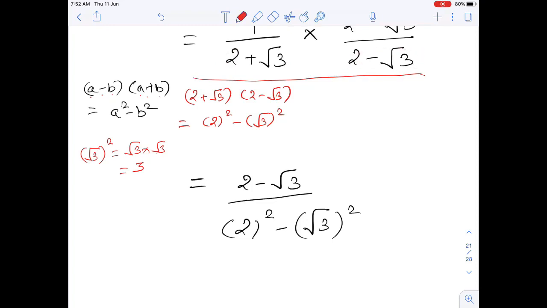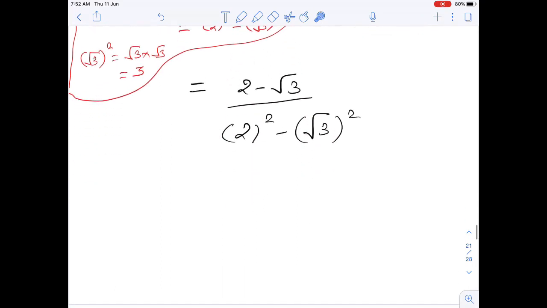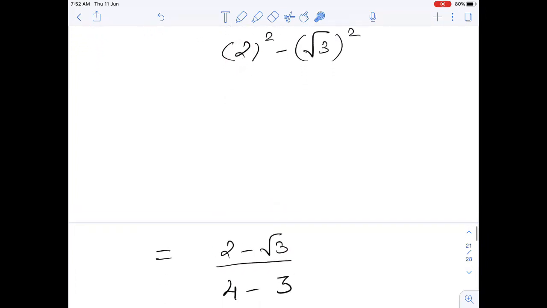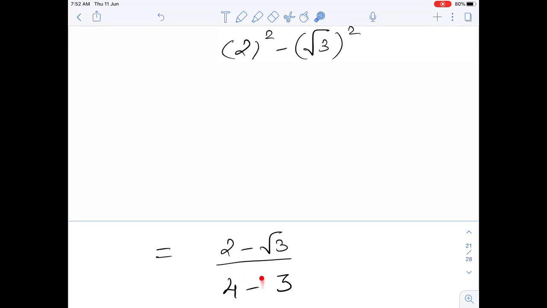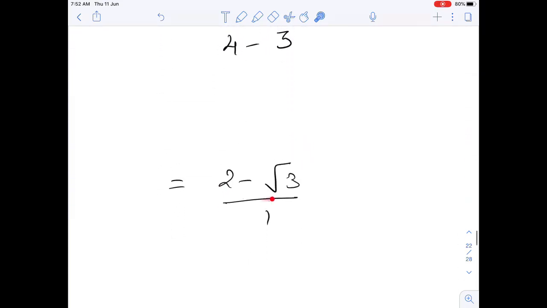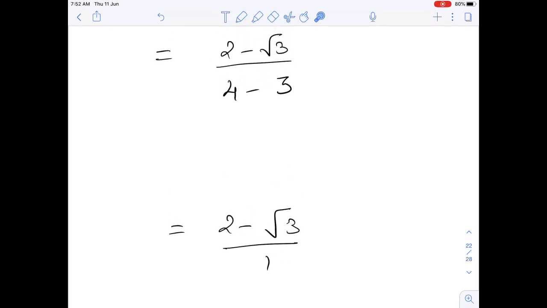because of this identity, we are now getting a square minus b square. There will be no change in this numerator, so we are writing it as 2 minus root 3. Here it was 2 square, so 2 square is 4, minus sign as it is, and root 3 square can be written as simply 3. Now we can do further subtraction in this denominator, so you will get 2 minus root 3 upon 4 minus 3, which will become 1. So we have rationalized the denominator.